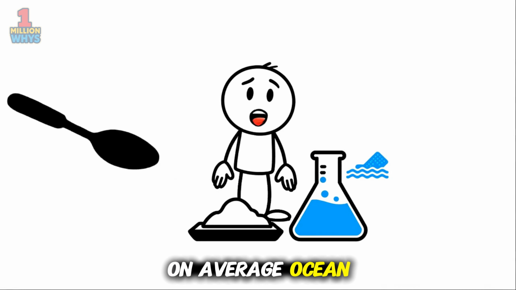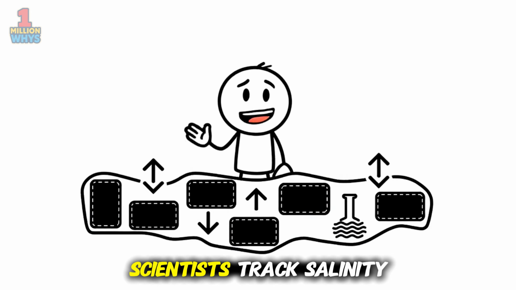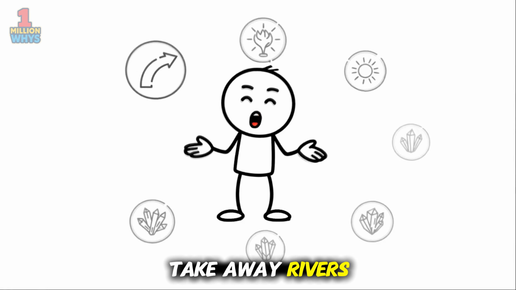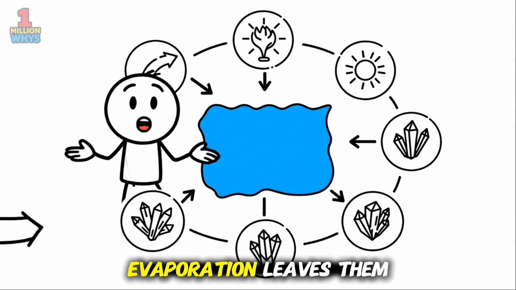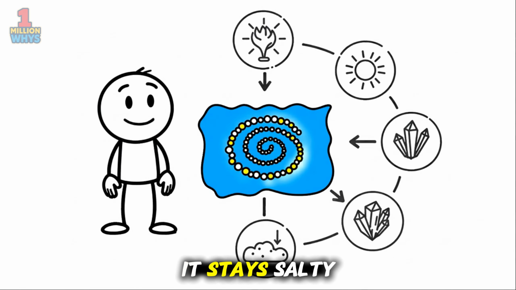On average, ocean water holds about 35 grams of salt per kilogram. Scientists track salinity to see change. Takeaway: rivers and vents add salts. Evaporation leaves them behind. Rivers and most lakes flush, but the ocean keeps more, so it stays salty.